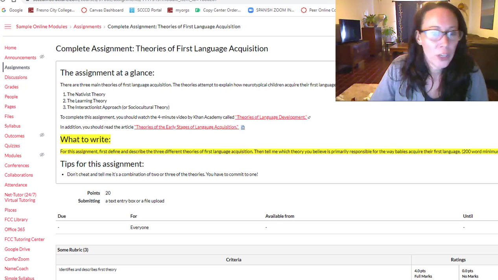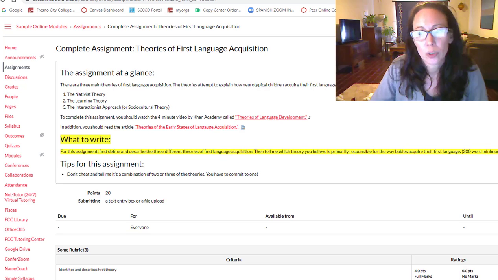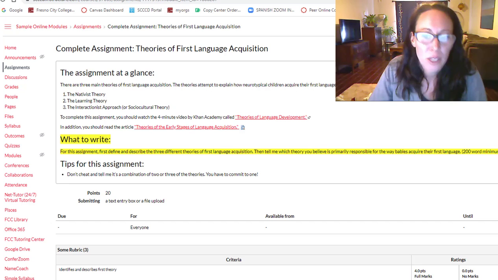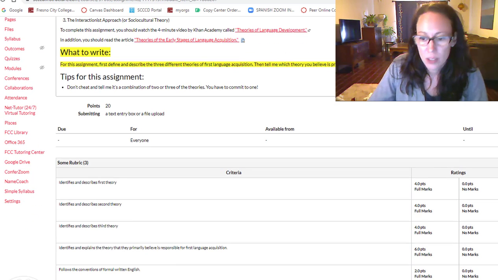And then we are going to take a look at first language acquisition from a theoretical point of view. So I've got 3 theories that we're going to look at, and what I want you to do is describe all of them, but then tell me which one you think is primarily responsible for the way babies acquire their first language. Which one makes the most sense to you?